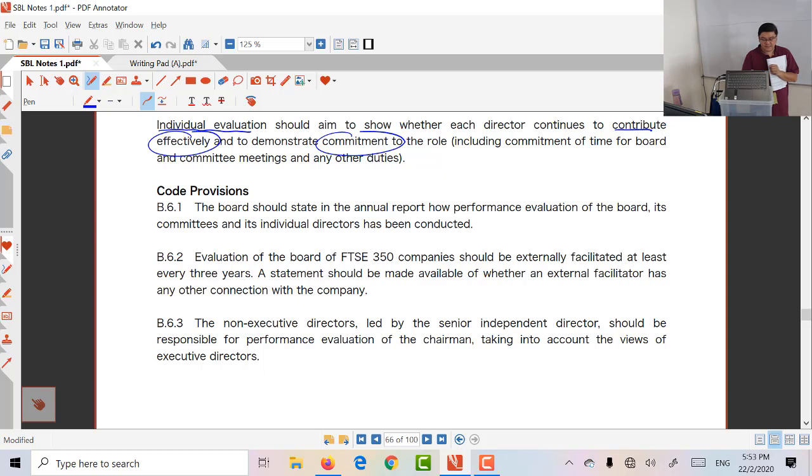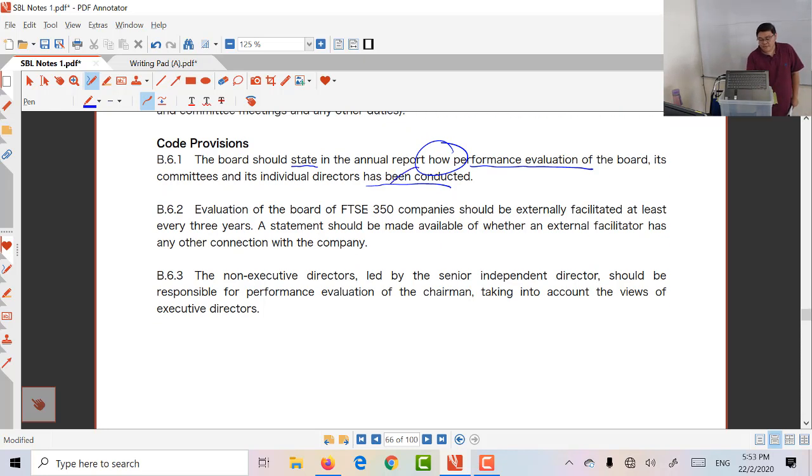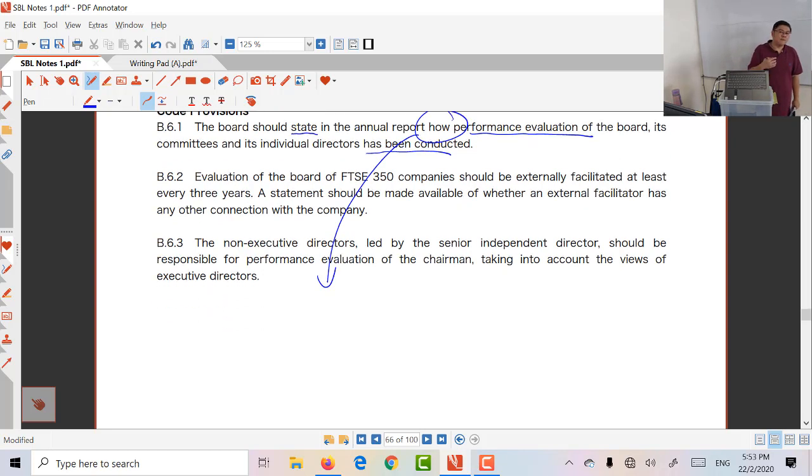The code says the board should state how performance evaluation has been conducted. The code did not ask you to disclose the result of the evaluation. Read again. State how your performance evaluation is being conducted. Okay. Suggest to me, if you want to evaluate performance of a director, how would you do that? Give me a process of how the evaluation can be carried out.